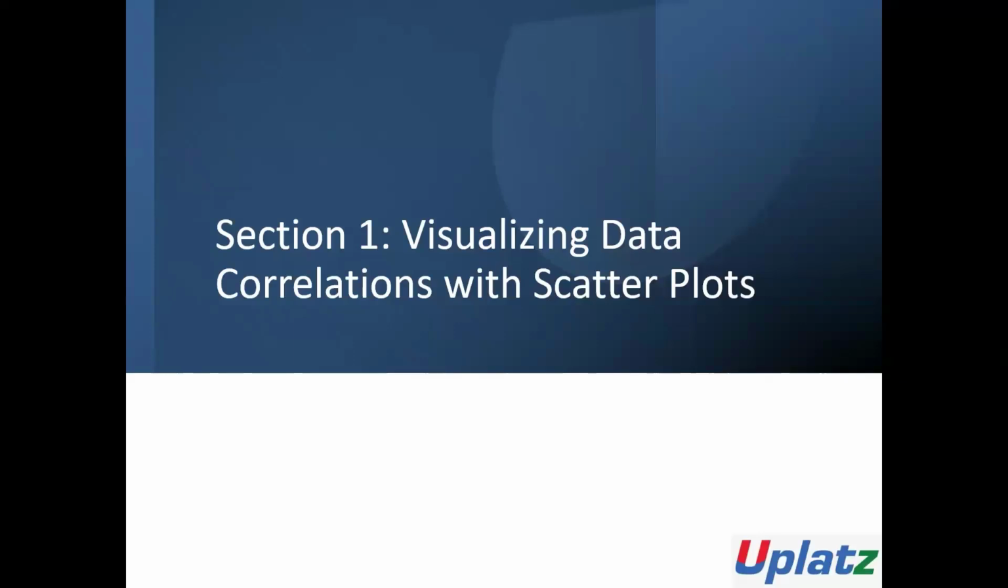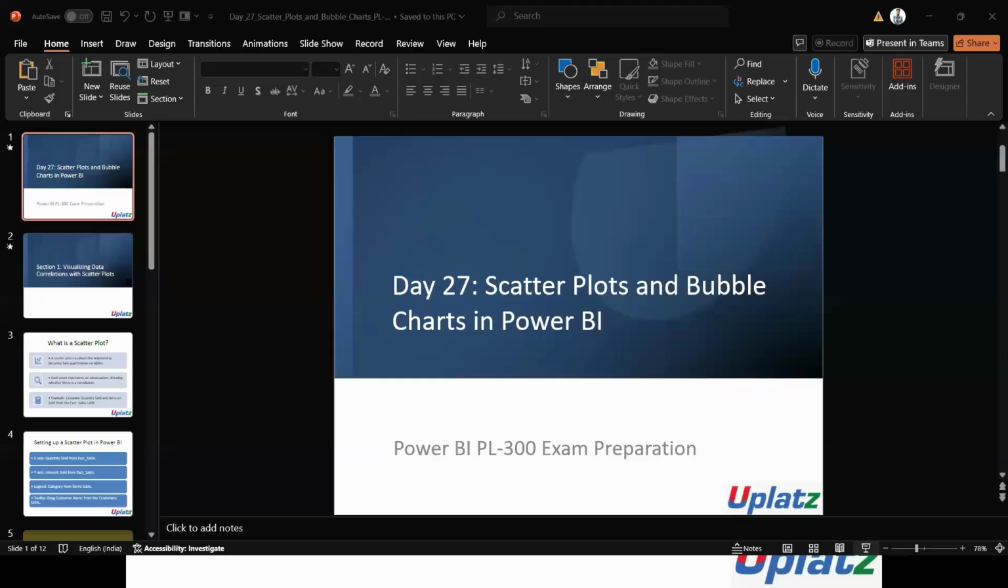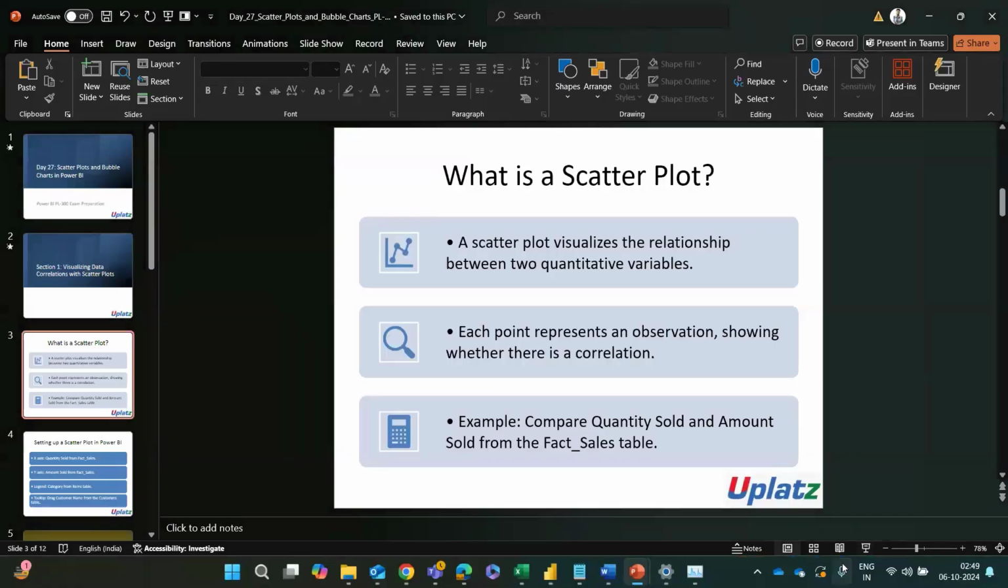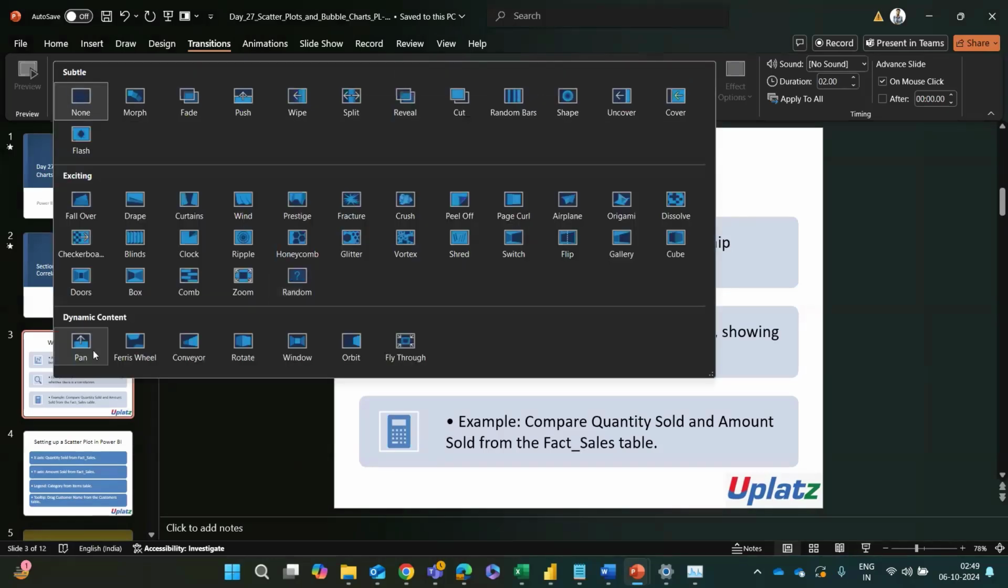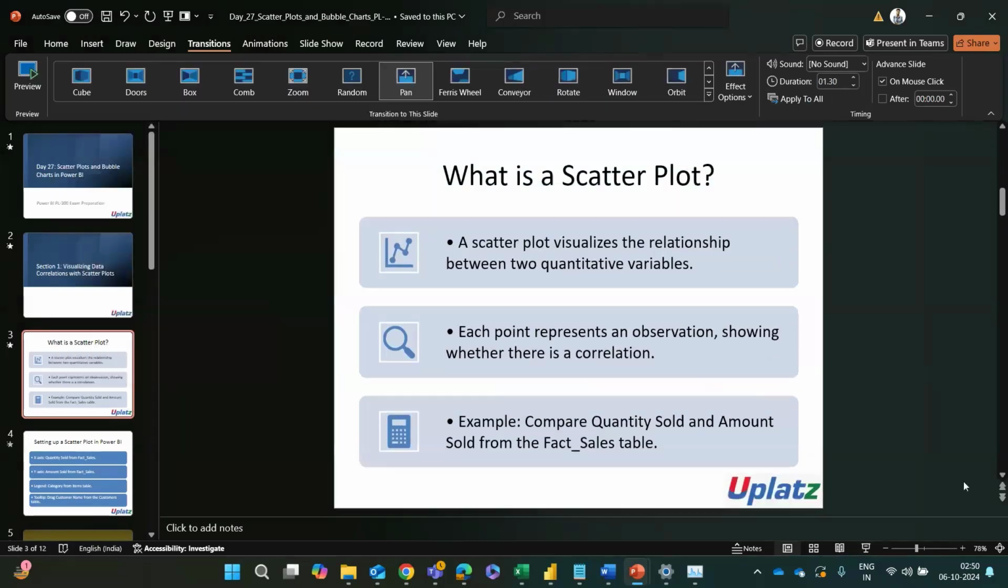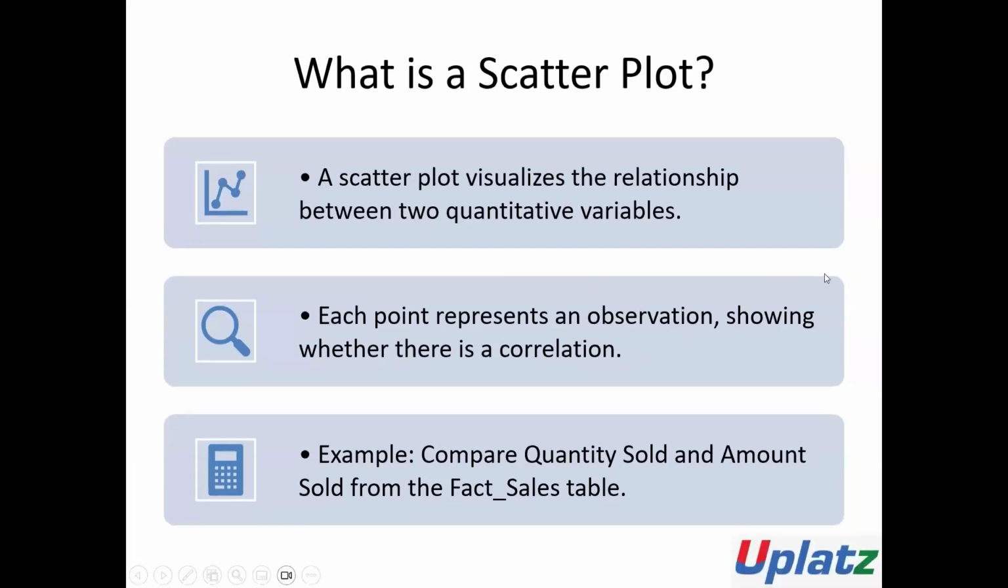We are going to use the option of visualizing data correlations with scatter plots. And after this, we are going to use the option of adding a third dimension with the help of bubble charts. Along with this, we want to understand how we can get time series analysis in Power BI.